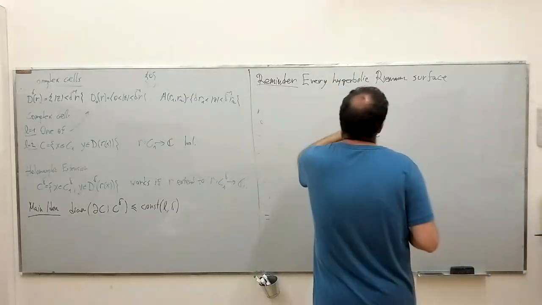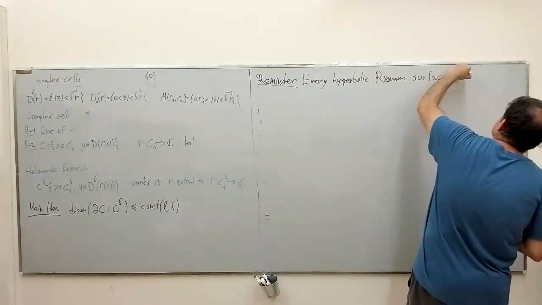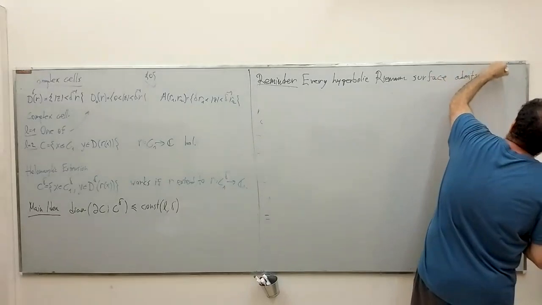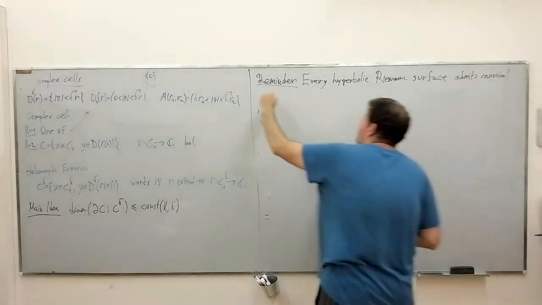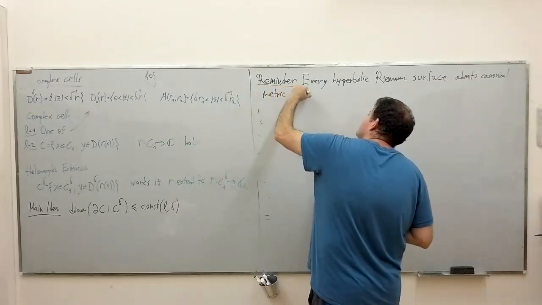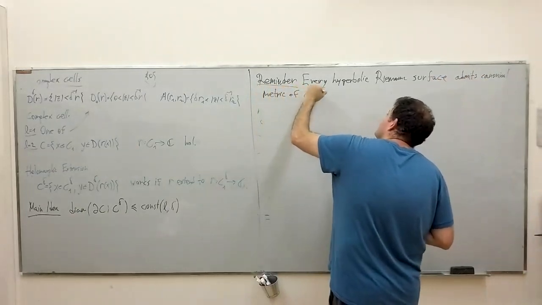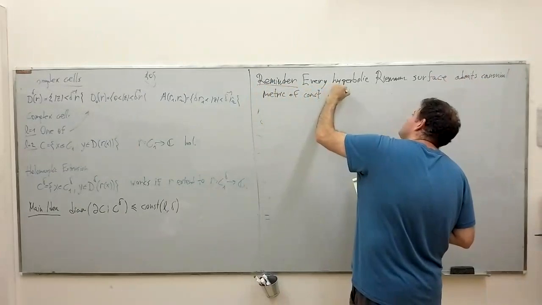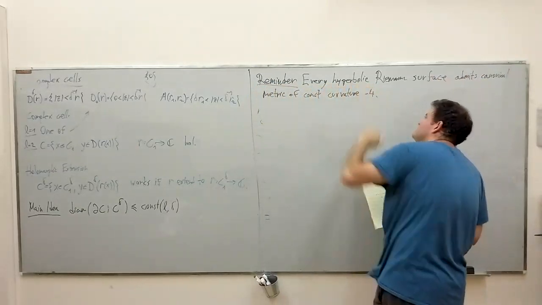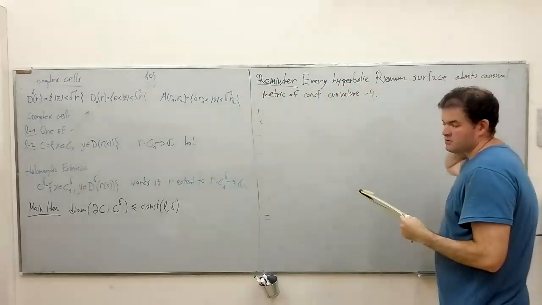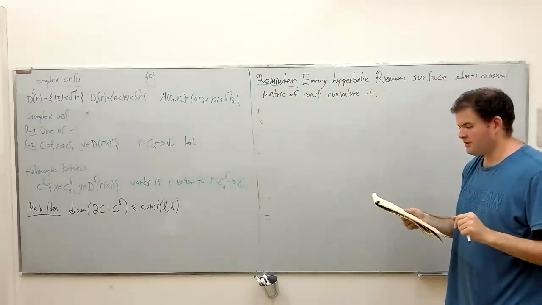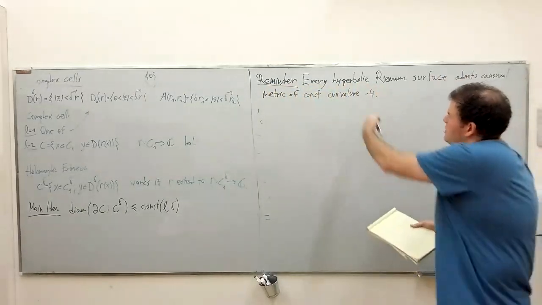So every hyperbolic Riemann surface admits a canonical metric of constant curvature, say -4. You could take -1 here, it's just for convenience. Okay, so what is this metric?